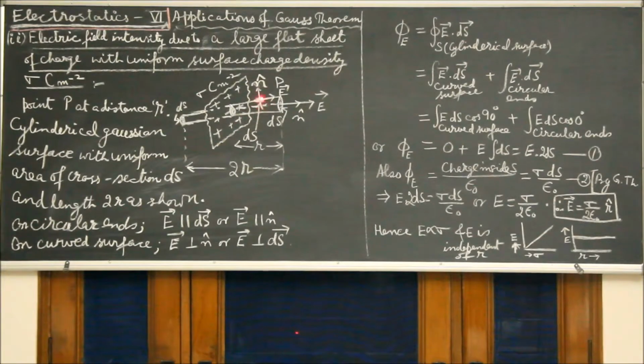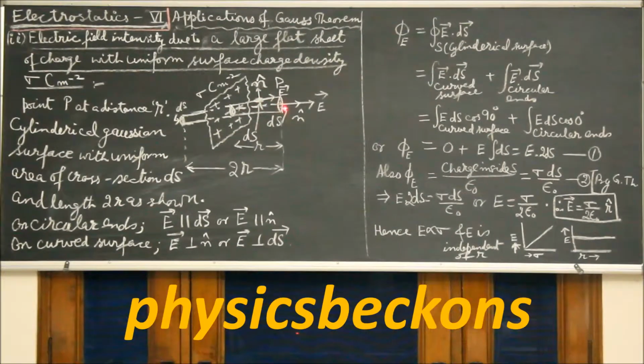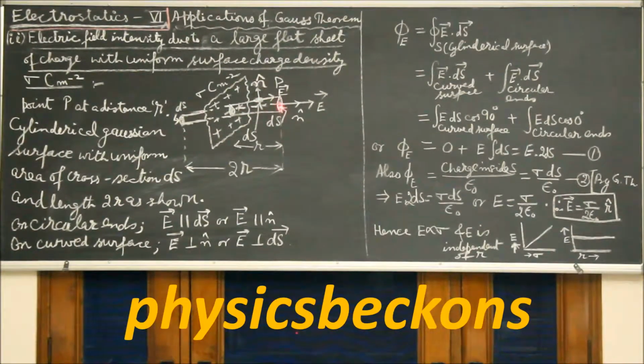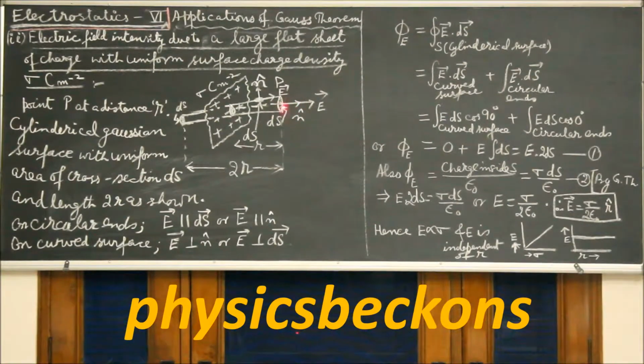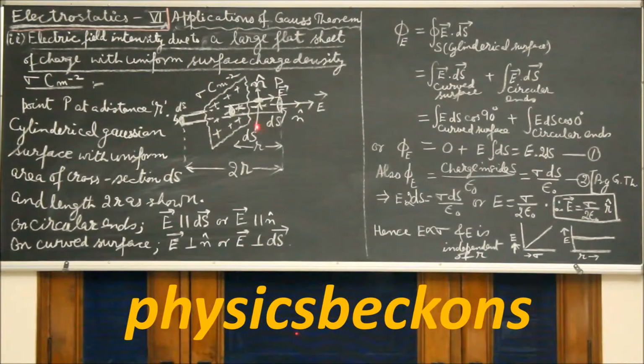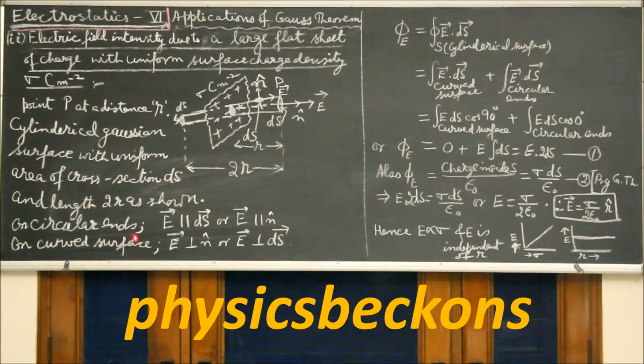Now at this point, on the circular end, the area vector is towards the right along n cap, and the field is also towards the right because it's away from the positive charge. Therefore, at the circular ends, E is parallel to n cap, or E is parallel to the area vector.